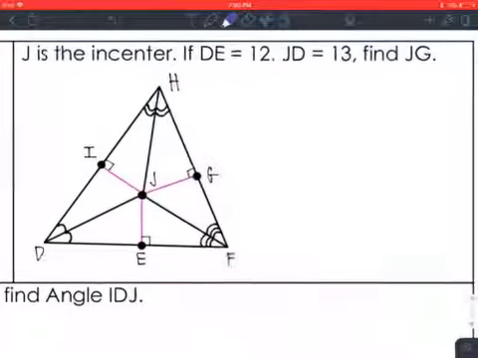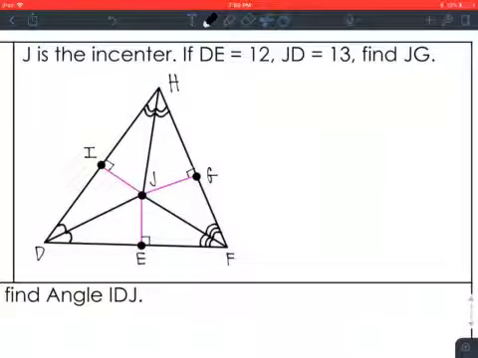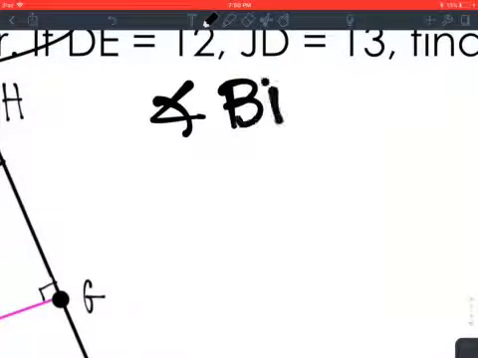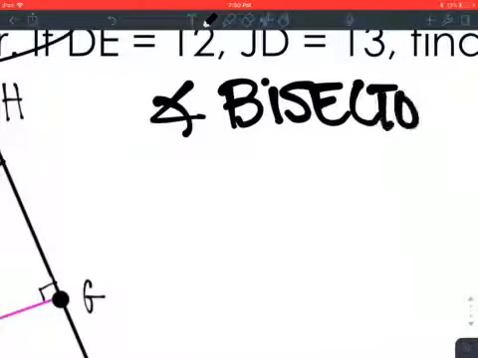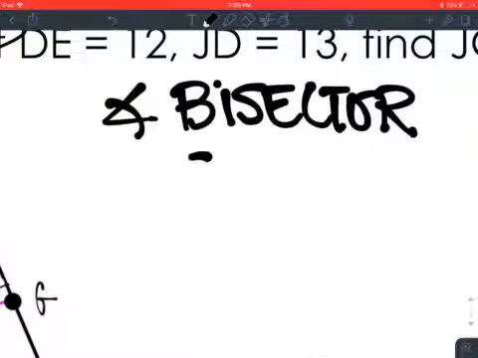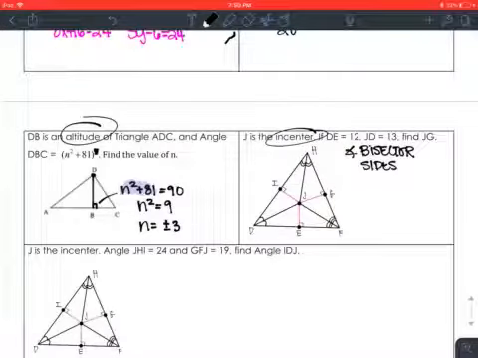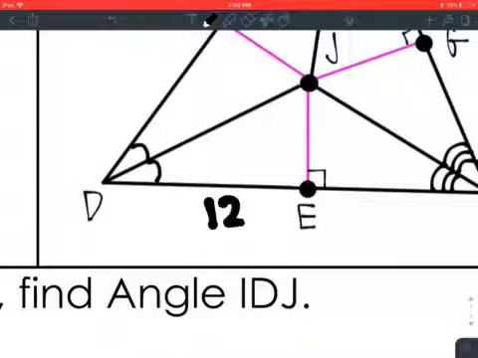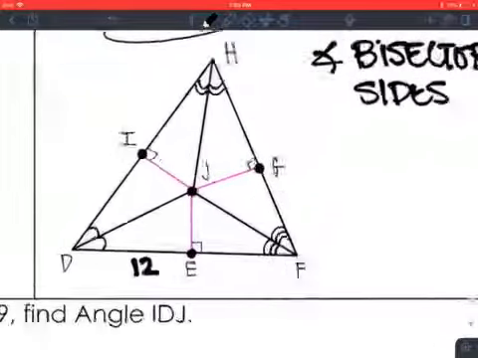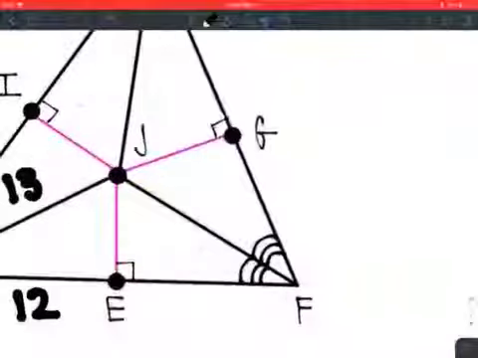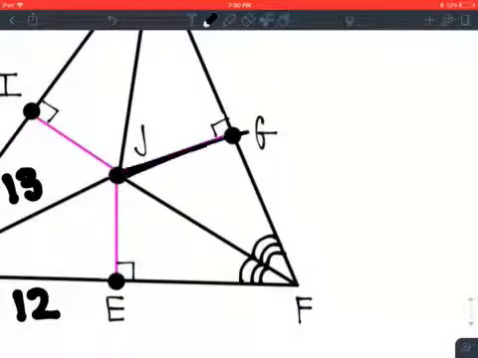All right, so next one says that J is the incenter. Once again, we are dealing with angle bisectors, okay? And then from there, we also know that they are equidistant to the sides. So what we're given is that DE is 12, and then we are given that JD is 13. And what we need to find is JG. This is what we're trying to find right here, okay?